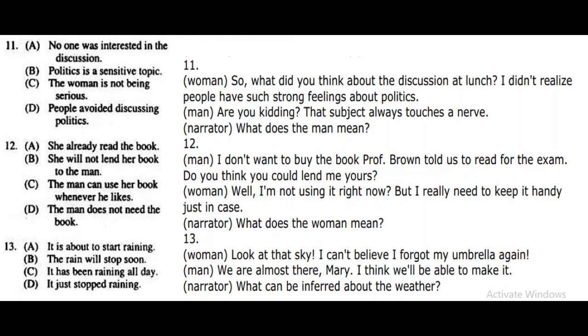Number 13. Look at that sky. I can't believe I forgot my umbrella again. We're almost there, Mary. I think we'll be able to make it. What can be inferred about the weather?